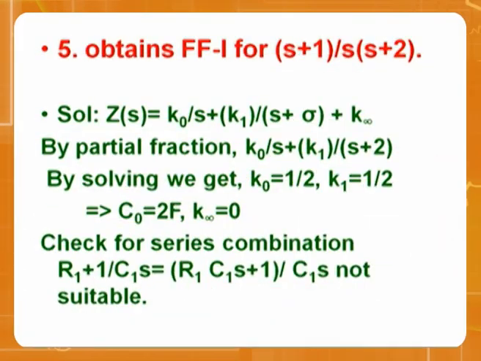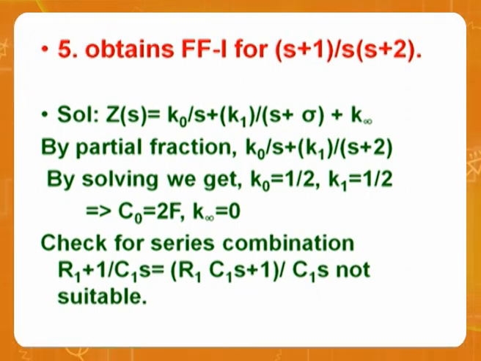Now look at problem number 5. Obtain Foster form 1 for s plus 1 by s plus 2. The moment you see this function, see that all roots are on sigma, on the real axis. When the roots are on the real axis, this should be either an RL function or an RC function. And if this is Z of s, of course, the nearest to the origin, or at the origin, is a pole. Therefore, it has to be an RC function.